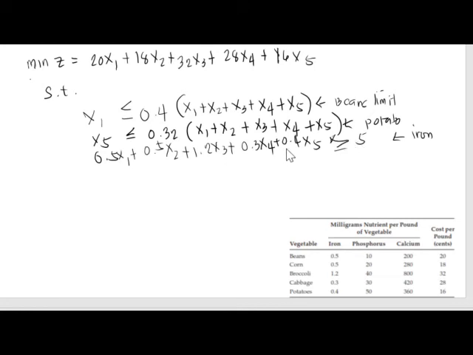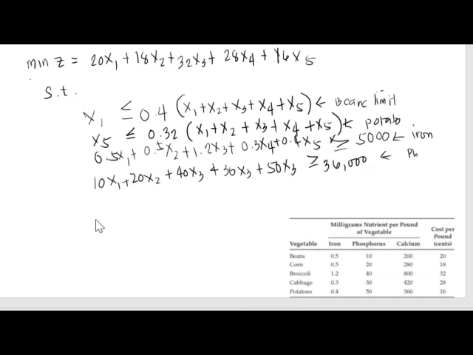Yun nga lang, dahil ito ay milligram, i-convert na lang natin para lahat sila ay milligram. Yun din yung gagawin natin sa phosphorus: 10 x1 plus 20 x2 plus 40 x3 plus 30 x4 plus 50 x5 greater than or equal to 36,000. This is your phosphorus.